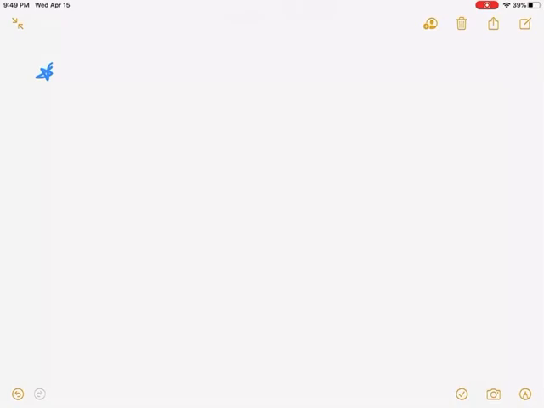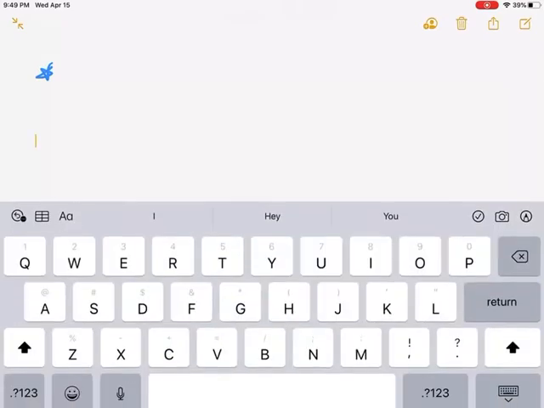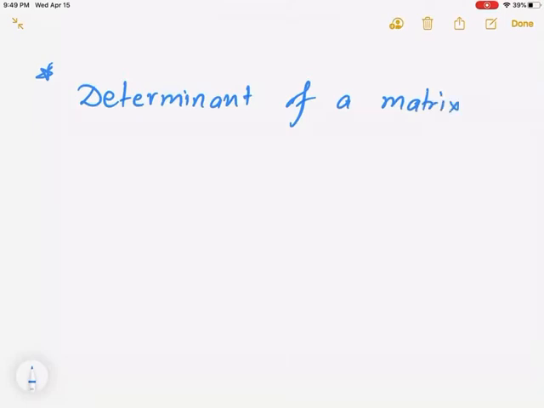So today's lesson is on calculating the determinant of a matrix. Okay, first of all, let's talk about why we need to do this.